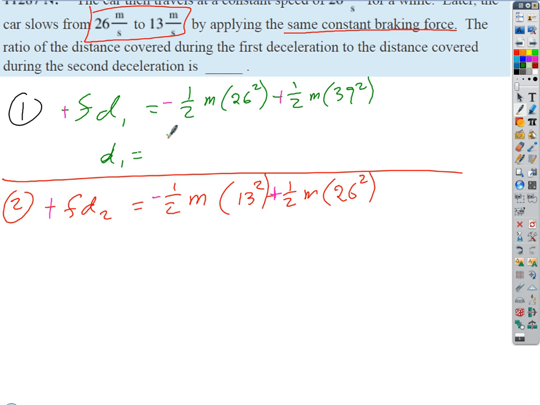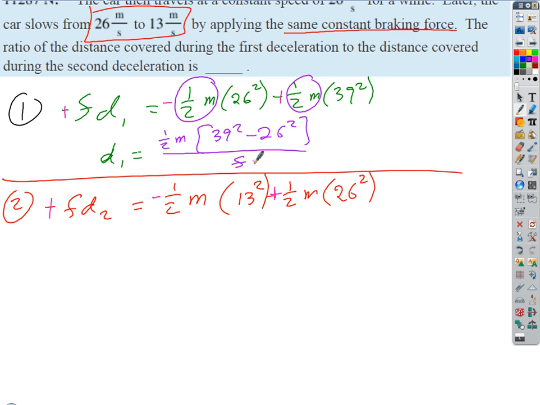we just get, I can factor out a 1/2 m, right? Times what? Then I'm going to get a positive 39 squared minus 26 squared over f. Right? Everybody see that? If I just divide each side through by f and I factor out the greatest common factor.